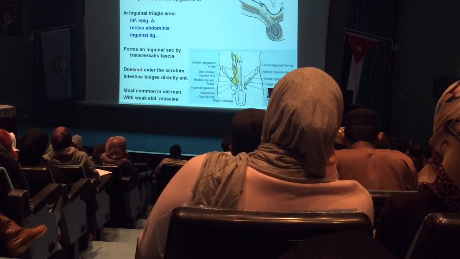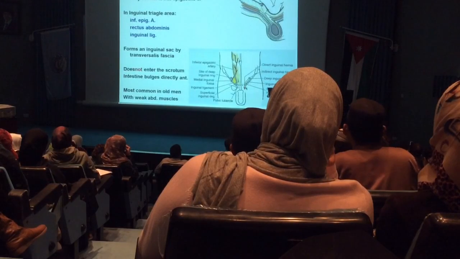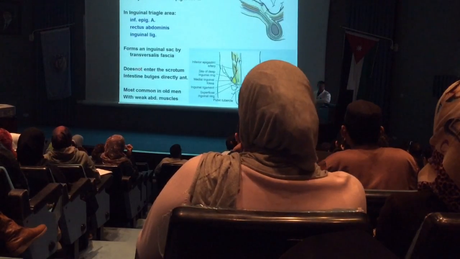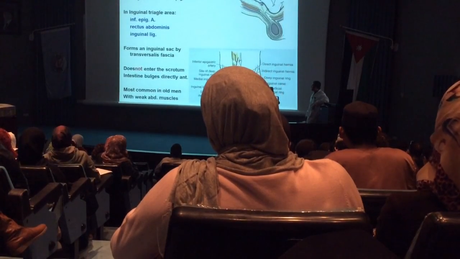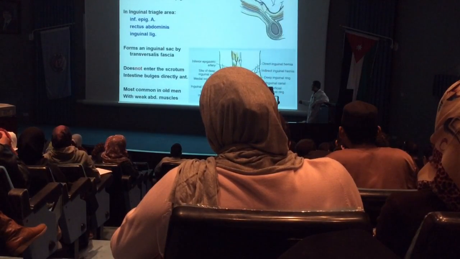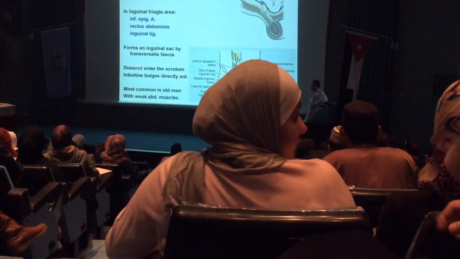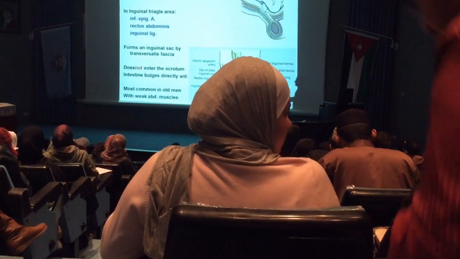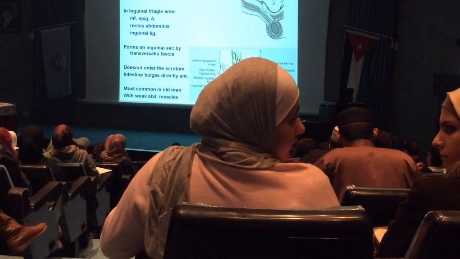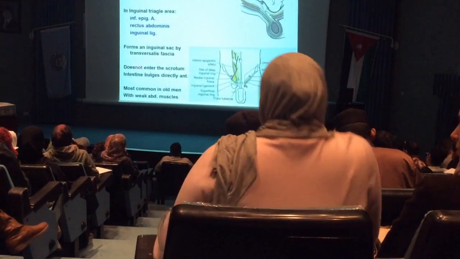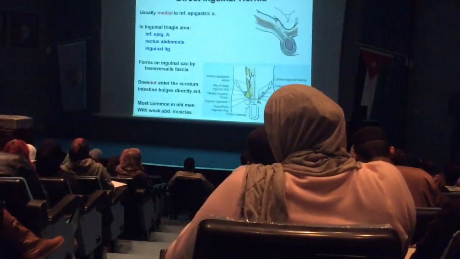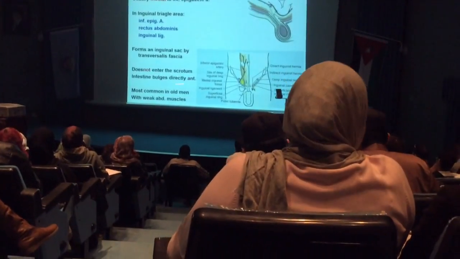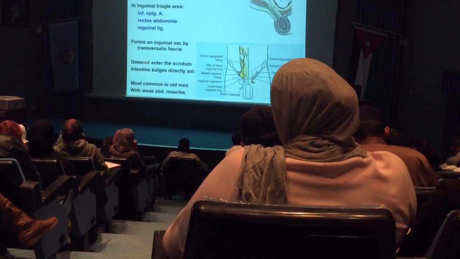So if you see a common bulge superior, above the inguinal ligament, it's indicating a direct rather than indirect inguinal hernia. It happens mostly in this triangle, which we call the inguinal triangle. The inguinal triangle is bounded laterally by the inferior epigastric artery, medially by the rectus abdominis, and inferiorly by the inguinal ligament. It does not enter the scrotum as you see, it's just bulging outside in the abdominal wall.